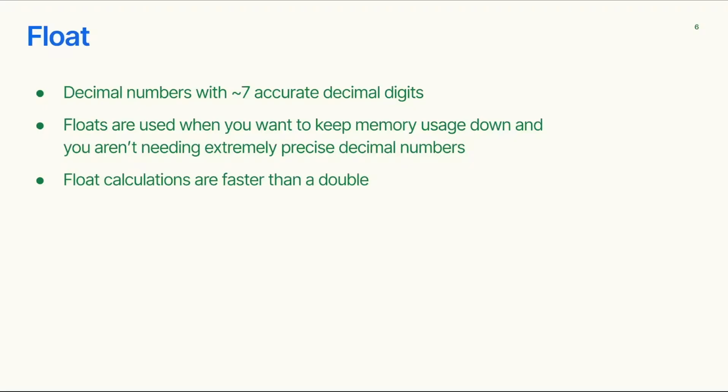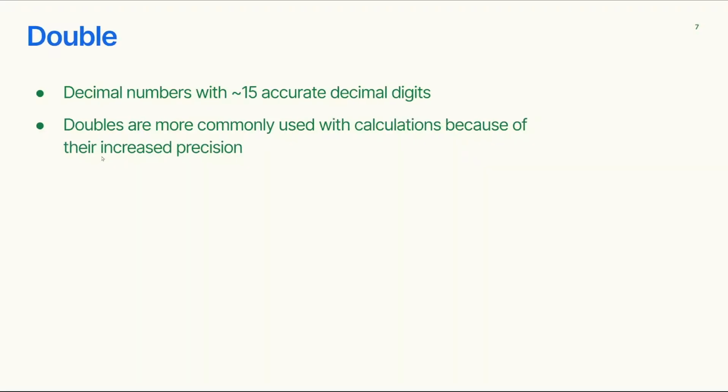Floats are decimal numbers with about 7 accurate decimal digits. It kind of depends on which language you're using, but about 7 is pretty accurate. Floats are used when you want to keep memory usage down and you aren't needing extremely precise decimal numbers. Float calculations are faster than a double, and we're going to move on to doubles right now as well. Doubles are decimal numbers with about 15 accurate decimal digits. Doubles are more commonly used with calculations because of their increased precision.